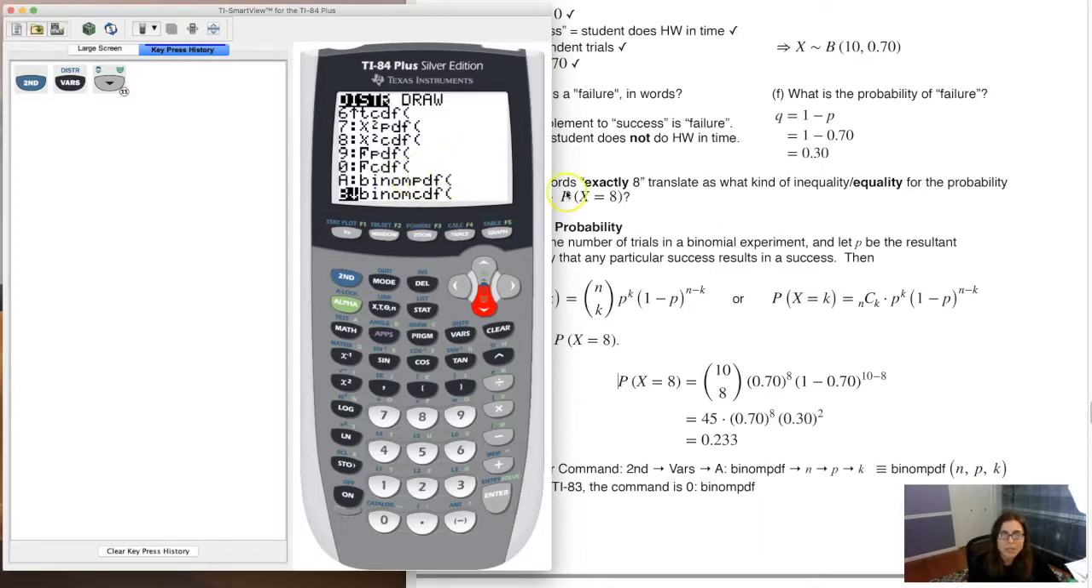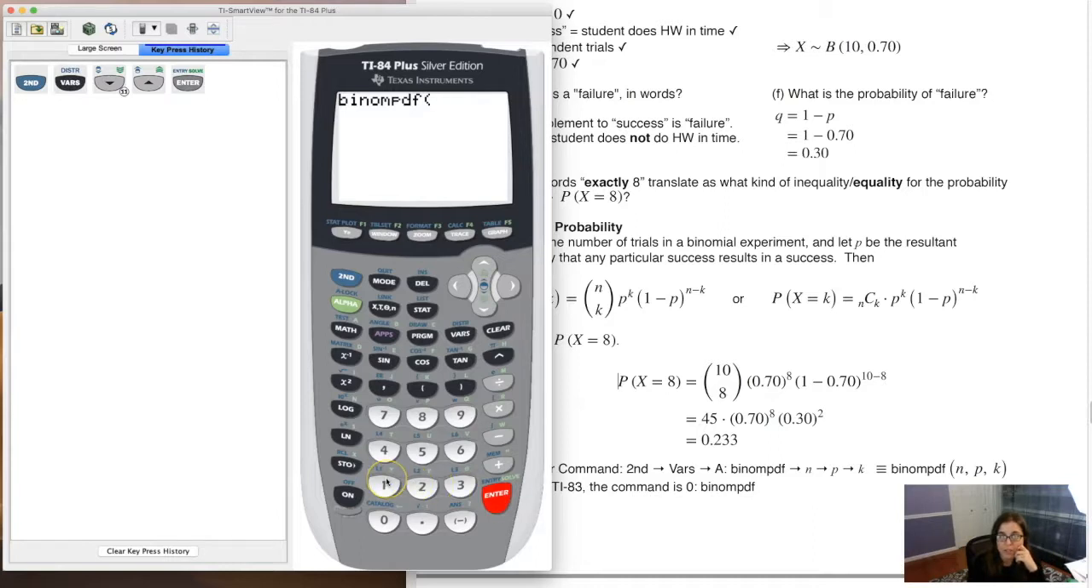The P in PDF stands for a particular value of X, so an equals. The C stands for cumulative values of X. That's why we have less than or equal to, and on down. So we have the equals, we have the 8 here, so let's go binomial PDF, and hit enter here. And then you owe your calculator 3 pieces of information.